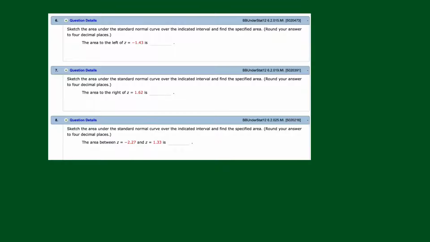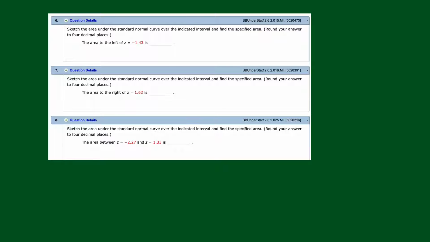Section 6.2, problems 6, 7, and 8. Here's number 6. It tells us to sketch the area under the standard normal curve, that's the z-curve, over the indicated interval and find the area. Round to 4 decimal places.